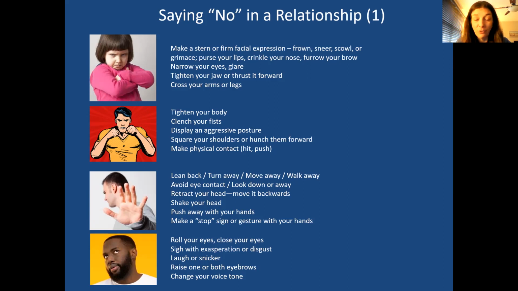Avoid eye contact, look down or away. Don't even look at the person. Don't give them the time of day. Right. That's another way to say no. Retract your head or move it backwards. All right. Shake your head no.